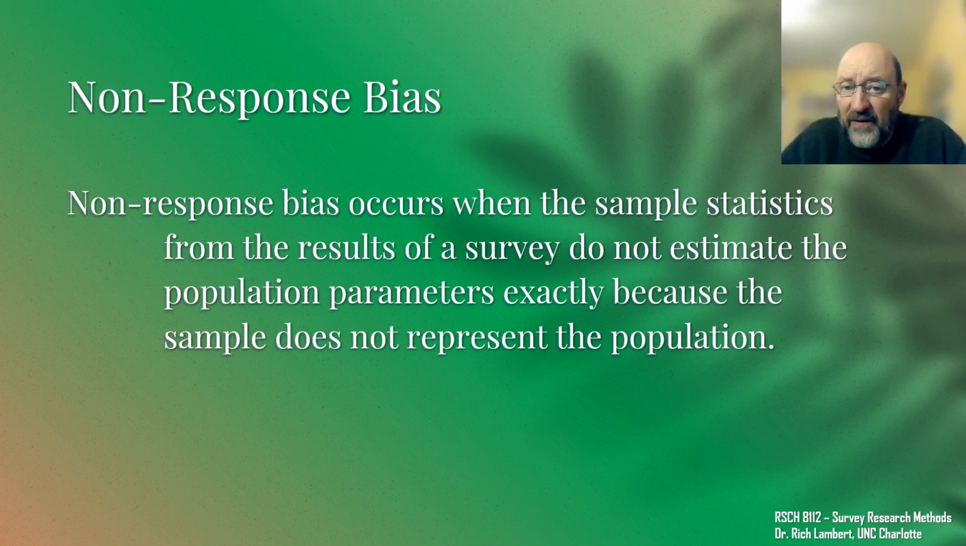Now let's talk quickly about non-response bias. Non-response bias occurs when the sample statistics from the results of a survey do not estimate the population parameters exactly because the sample does not represent the population. In other words, just in a simple way, did you get a biased sample or not? Or did you have everybody in the population represented within your sample?